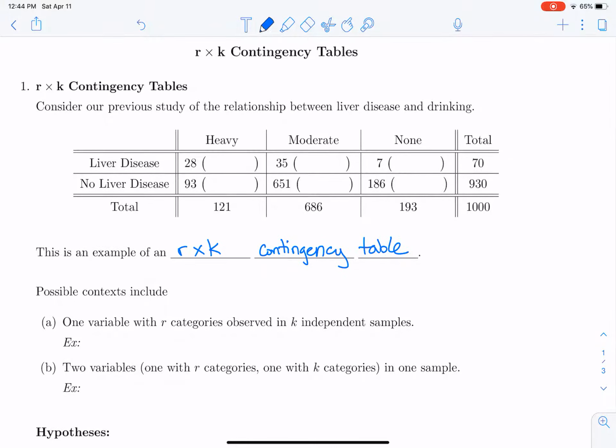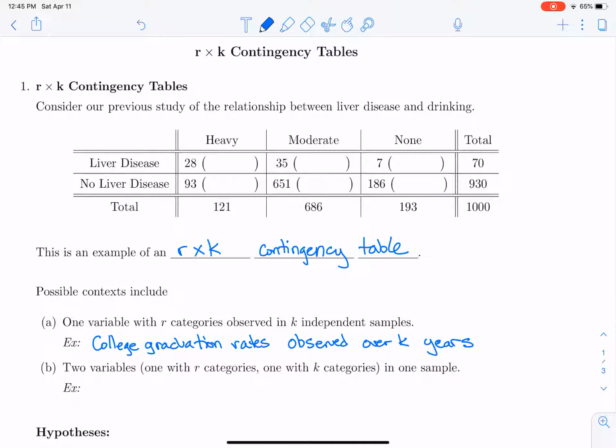These tables have a couple of different contexts that we can have. We can look at one variable with R categories observed in K independent samples. So we could look at something like college graduation rates. We could look at the total number of people who graduate or don't graduate, but then do that over K different years, or over K different demographic groups.